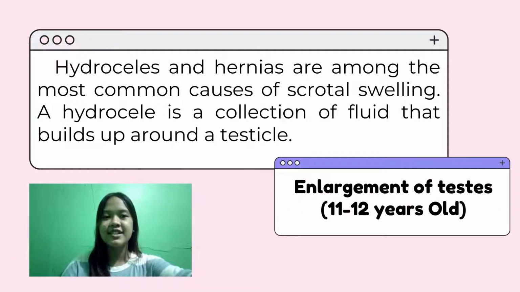Next is enlargement of the testes, at 11 to 12 years old. Hydrocele and hernias are among the most common causes of scrotal swelling. Hydrocele is a collection of fluid that builds up around the testicles. Hydrocele sometimes occurs during early development. In such cases, the testicles descend into the scrotum and leave behind an irregular opening that does not close.